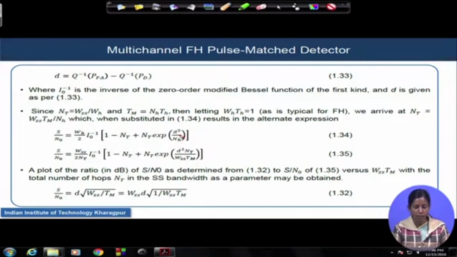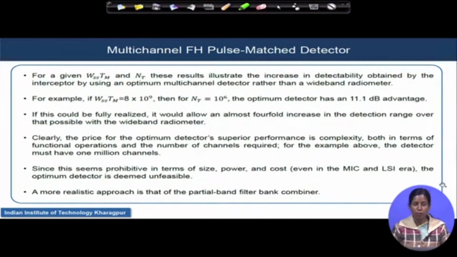So we have substituted the value of NH, and now we end up with a new expression of signal to noise ratio. We can plot the signal to noise ratio as determined from 1.32 and then 1.35, from here to here, versus WSS Tm, with different numbers of hops NT in the whole spectrum bandwidth as a parameter. Once we obtain that, certain results are observed, which I have listed here.